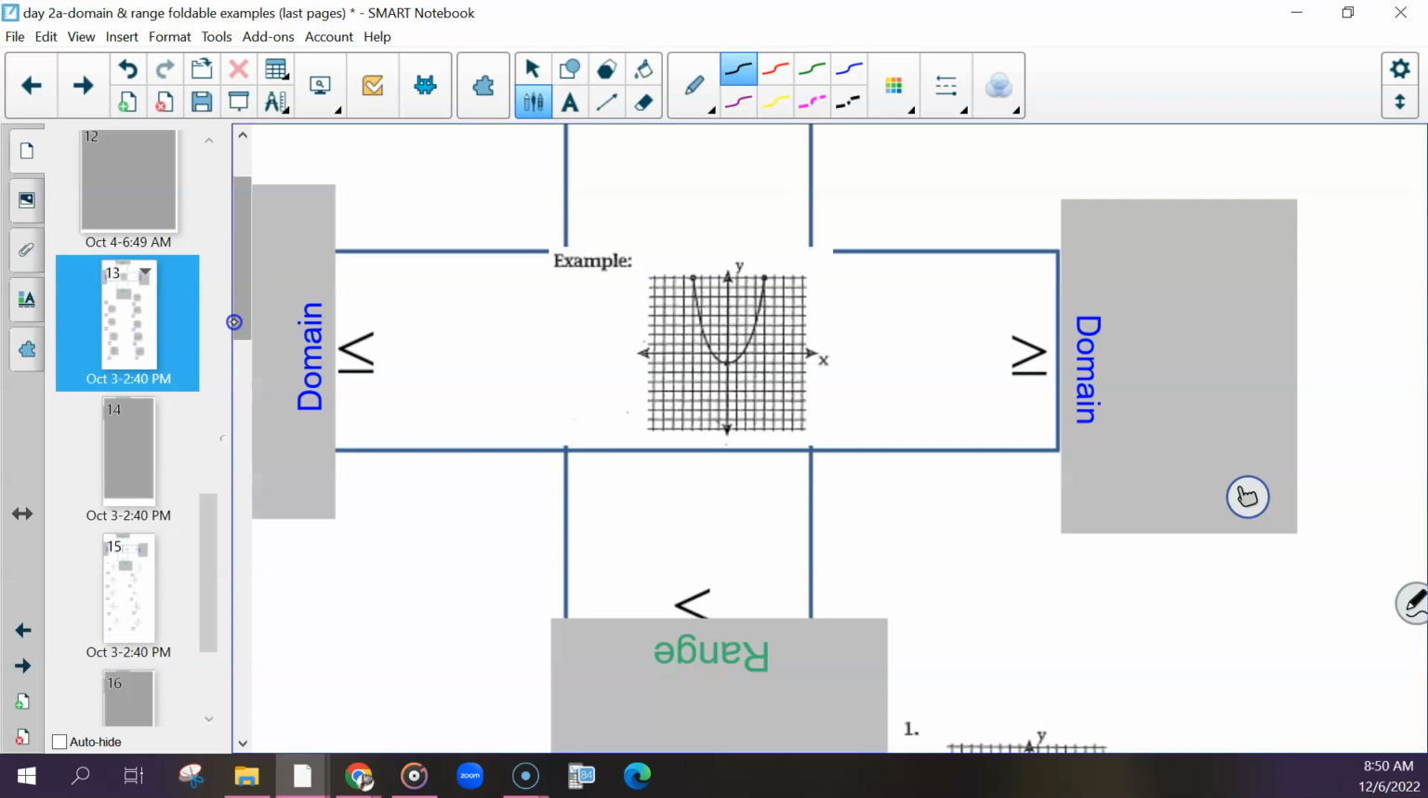The domain and range we're going to write right next to it, so we don't need that part. And once you have the example part cut out and put in your little foldable, look back up here. Some of yours may be a little too big for it, and that's okay. We're going to be folding it a bunch of times, so it's fine.